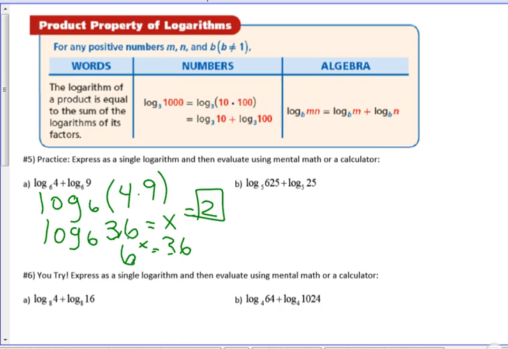If the mental math you're not able to get right away, remember you have a calculator, you can use that as well. You push your math button, you push your up arrow, and you should see the log base function there for you, and type in base 6 of 36. All right, let's try our next one.